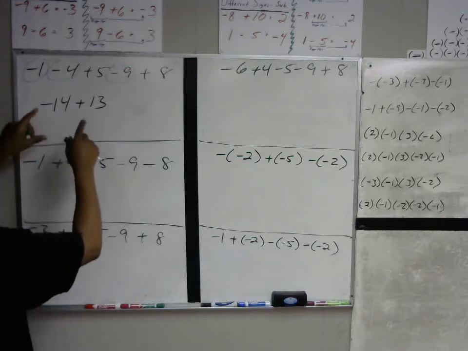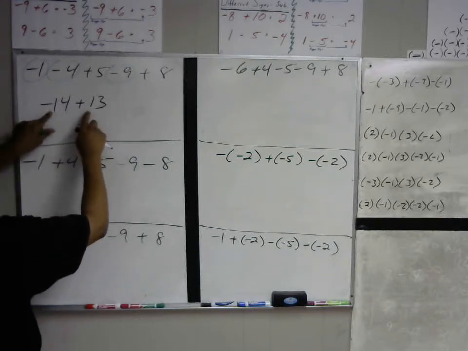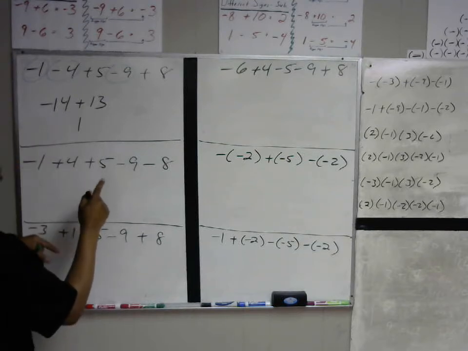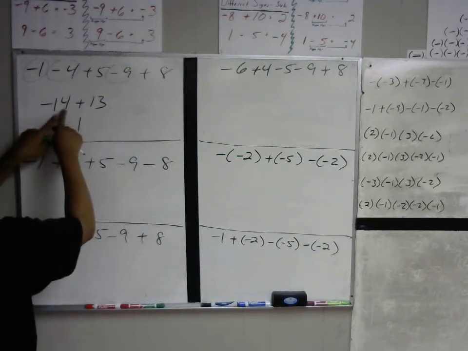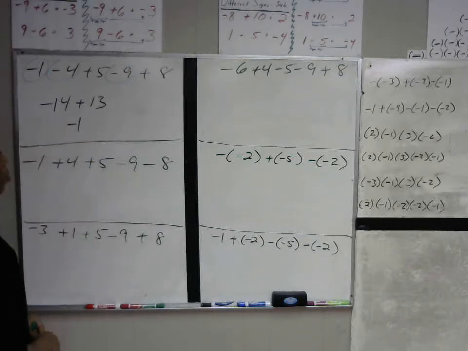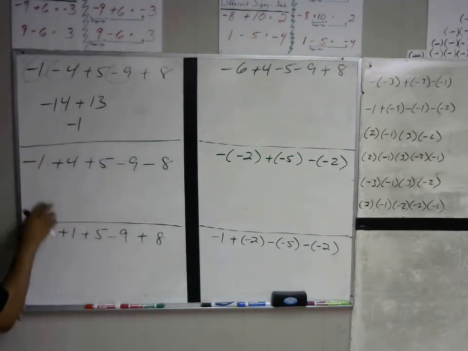Now, if same signs add, different signs will subtract. So this is a negative and this is a positive. So we'll subtract 13 from 14 and we'll get 1. And the bigger sign always wins. With the 14 being the bigger, its sign is negative, so the negative wins here. So -1.